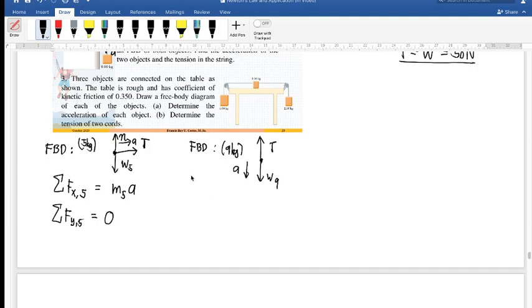How about the forces for the FBD? So what are the forces? Okay.